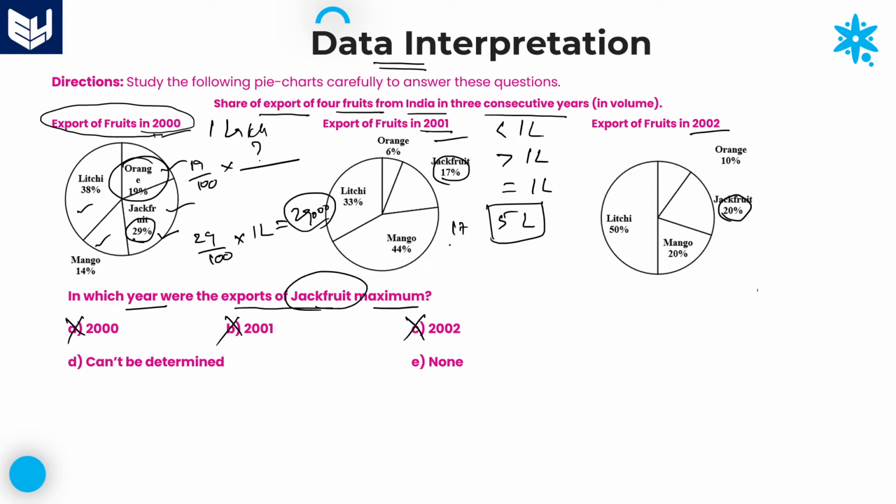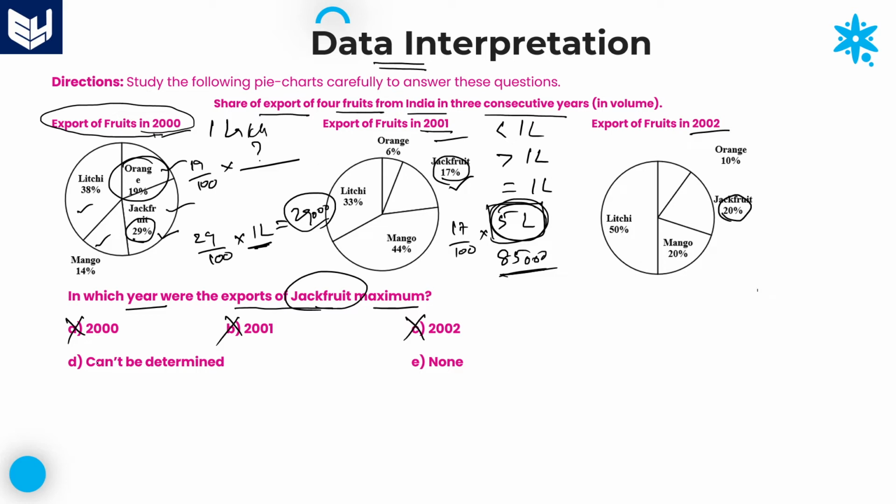What is 17 percentage of 1 lakh? It is definitely more than this value, which is 85,000. Even though the percentage is less, based on the total value it may vary. So you cannot judge the total exports based on the percentage. You have to judge the value based on the total, but the total is not given in this pie chart.